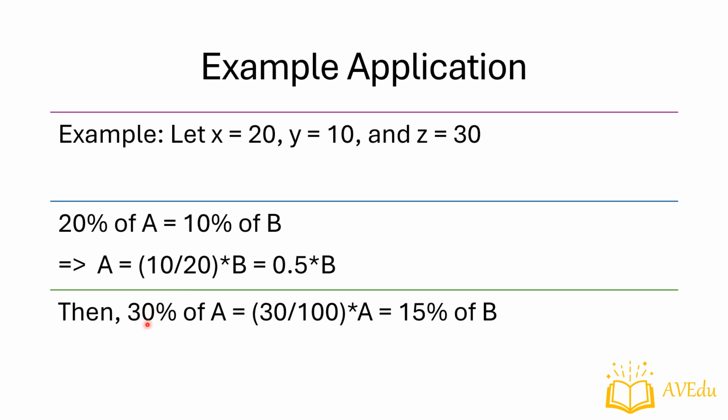Now we want to calculate what 30% of A means for B. So 30% of A is basically 30 over 100, that is 3 by 10 times A. And now remember A equals 0.5 B. So we put 3 over 10 into 0.5 B, which basically gives you 15% of B. Neat, right?